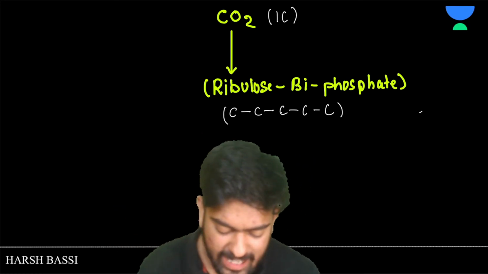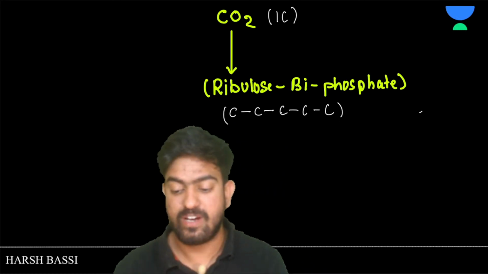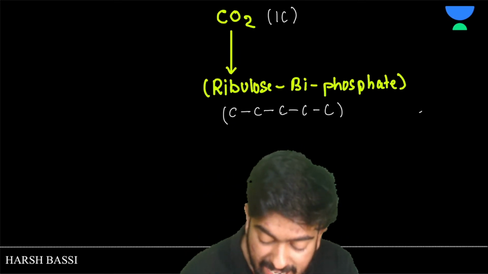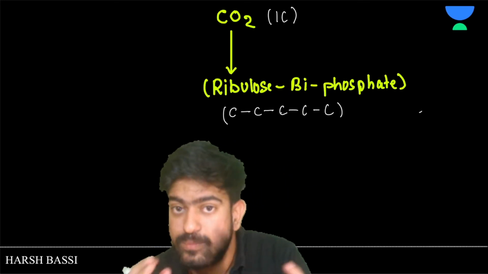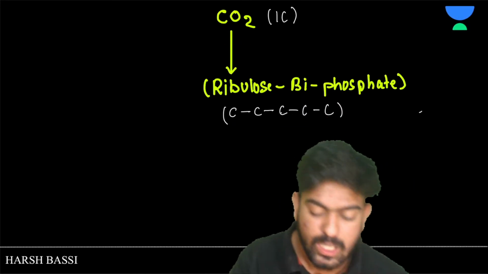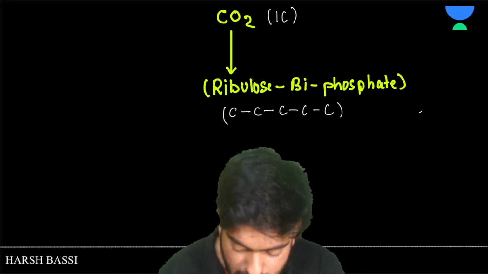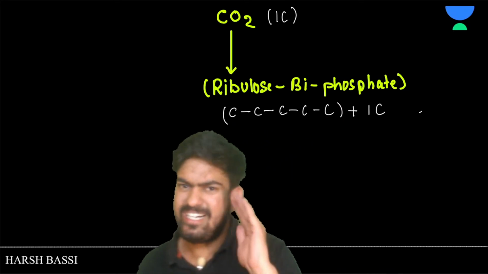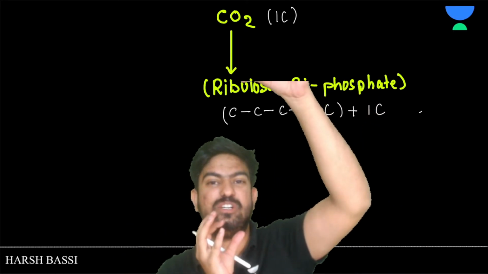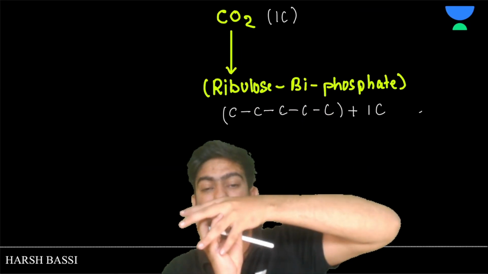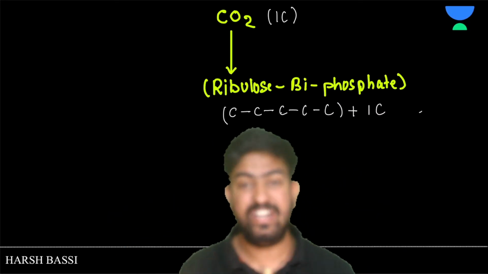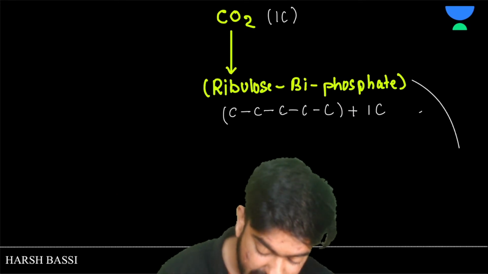So RuBP is having 5 carbons and CO2 is having 1 carbon. Now, if I combine RuBP and CO2, what is going to happen? A 6 carbon compound will be formed. RuBP was eagerly waiting for CO2, and as soon as CO2 came, they became a 6 carbon compound, and it got very unstable. When it got unstable, it has to break.